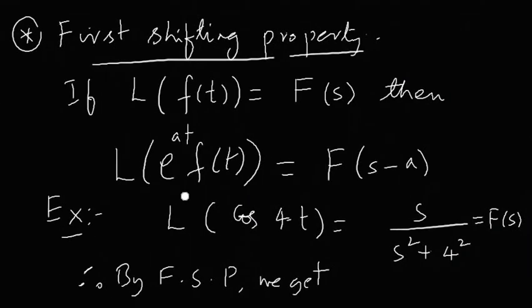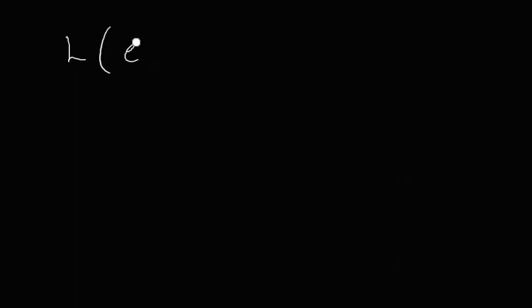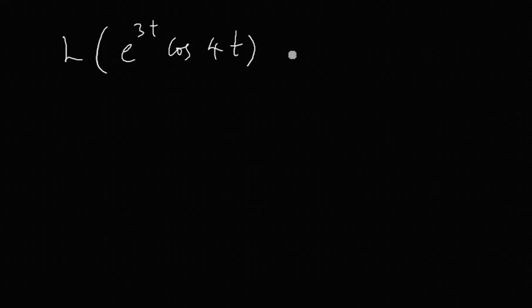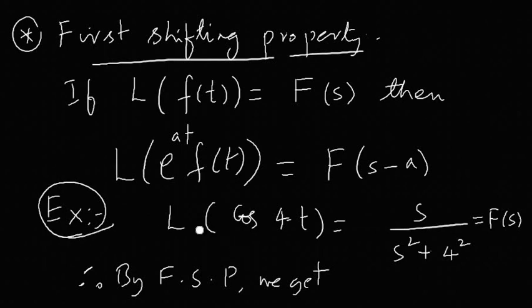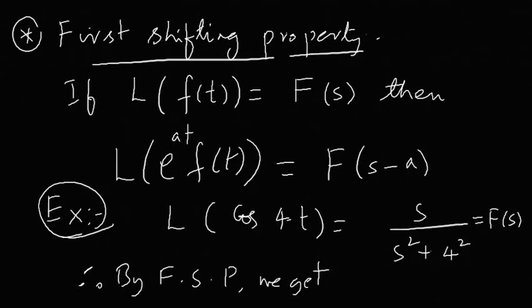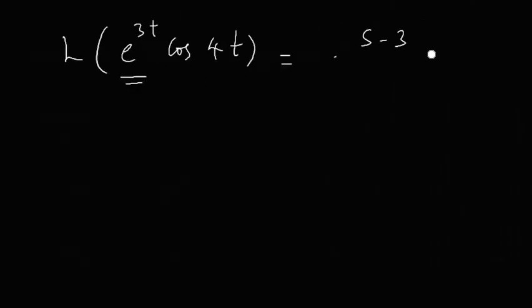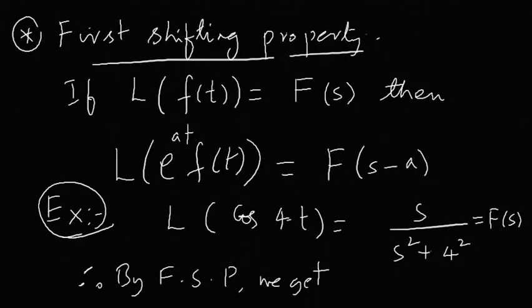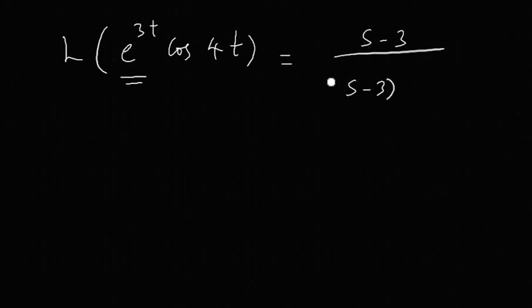L of e to the power of 3t into cos 4t is equal to, I can take any exponential function here, I just started an example by taking this as f of t. Now I am taking e to the power of at as e to the power of 3t. Now I'll just replace s with s minus 3. So this will become s minus 3 divided by s minus 3 whole square plus 4 square.